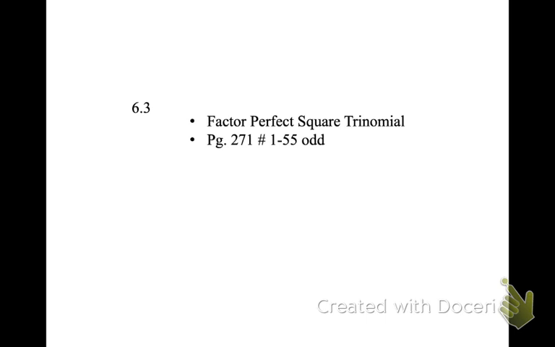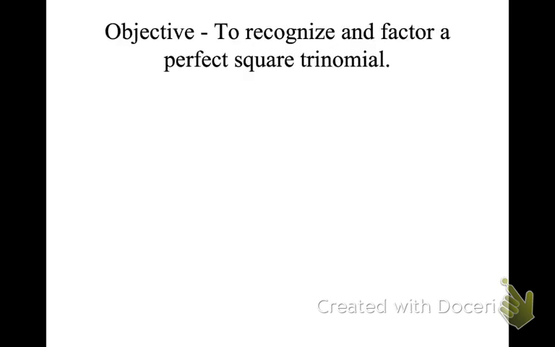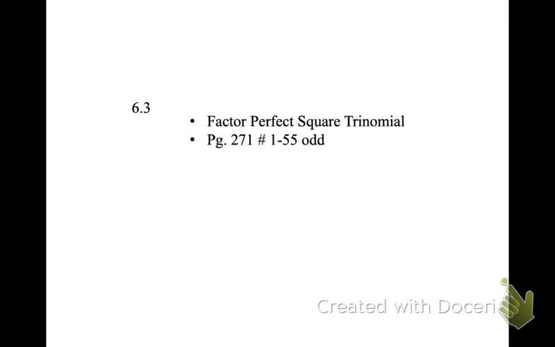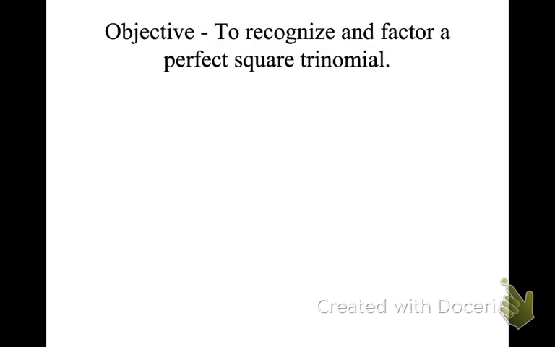So today we're doing 6.3, another form of factoring. We're looking at factoring our perfect square trinomials. Now, 75% of the notes is really kind of review. And you're doing page 271, 1 through 55 odd. 75% of this is review, getting you ready for your thinking.